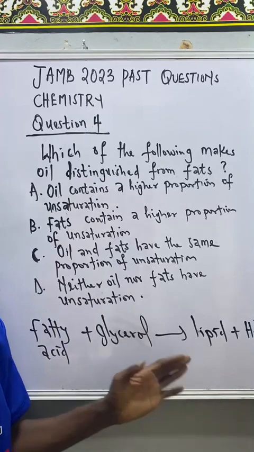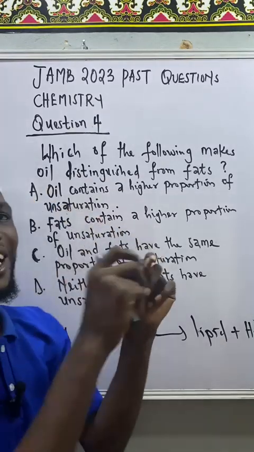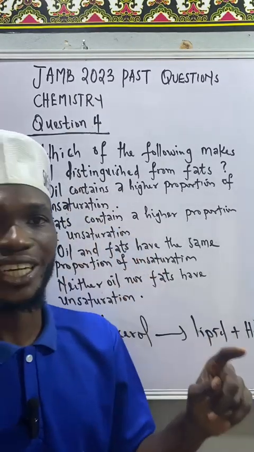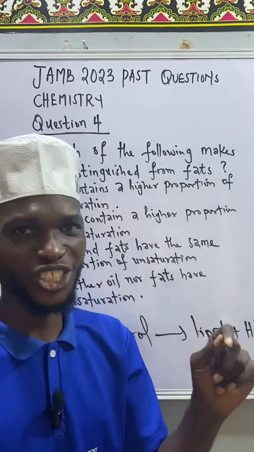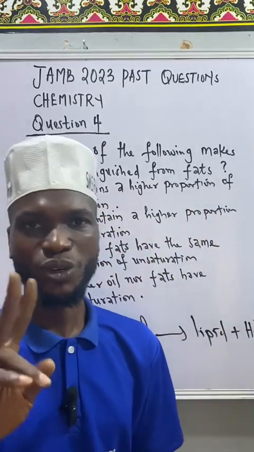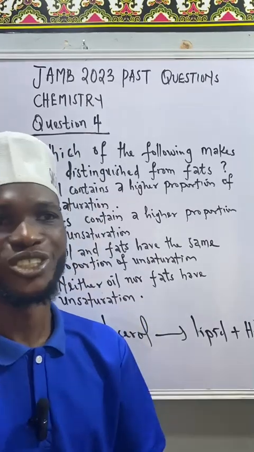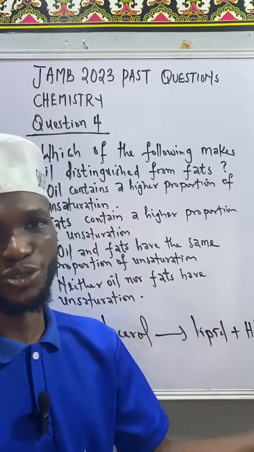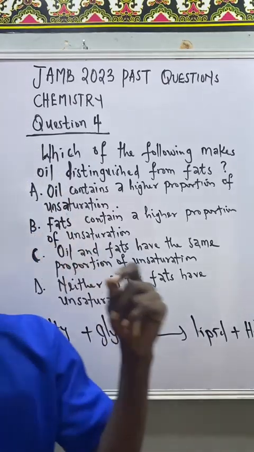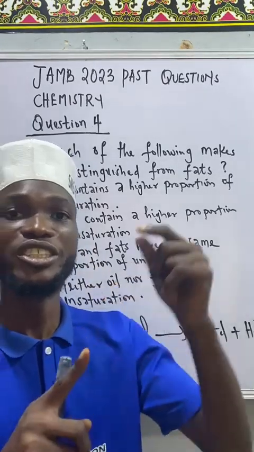Now, what's the difference between oil and fat? The difference is just that oil contains a higher proportion of unsaturation. What do we mean by unsaturation? When we have a double bond or triple bond in a compound, then the compound is unsaturated. But in a saturated one, we have only single bonds.